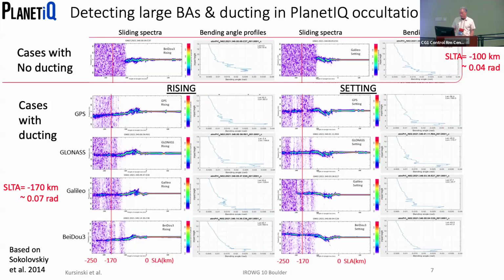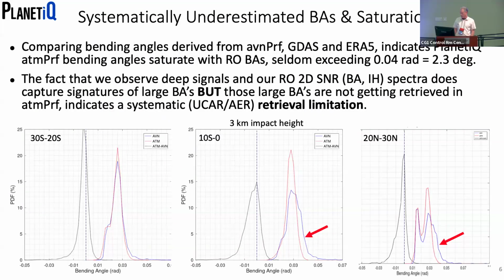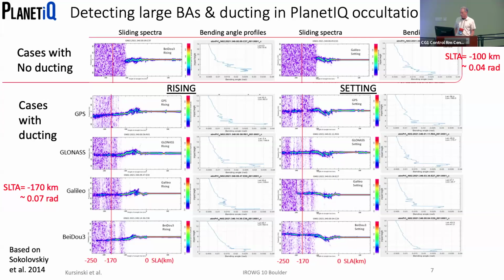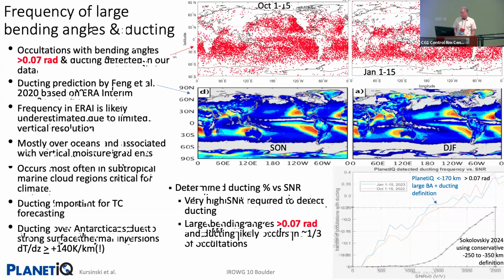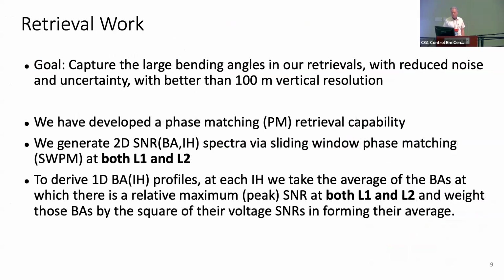Now, we are seeing in the PlanetiQ data a lot of very deep occultations, and getting down to -170, which I've drawn the straight line here, is about 0.07 radians. And if you look back here, you hardly see any RO greater than 0.04 down here. But what that says is the information's in the observations. It's not getting through the retrievals. And again, here, there's roughly a third of the occultations here should be seeing bending angles bigger than 0.07 radians. That's what the criterion is for these dots. And they're not getting through the retrieval process.